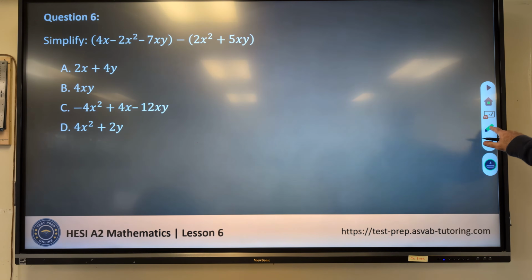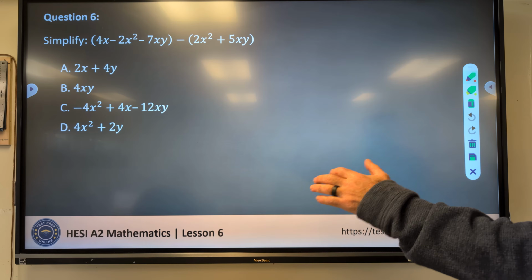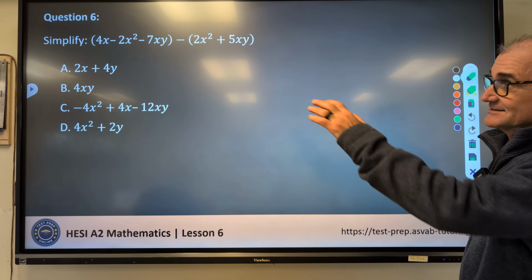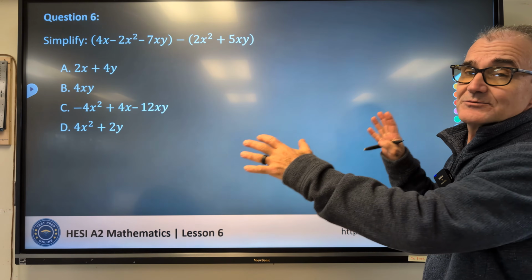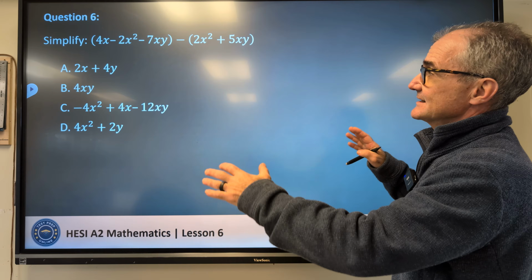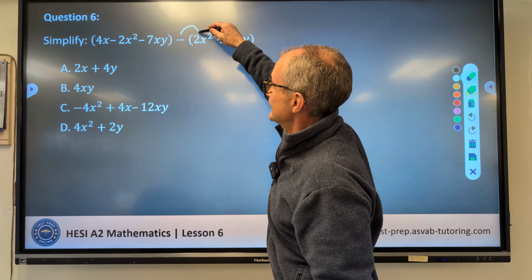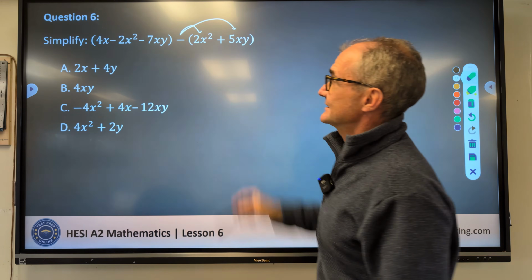All right, this is not an equation. There's no equal sign. This is only an expression. This problem is easier than it looks. It looks pretty intimidating, but there's no multiplication, so I'm just adding and subtracting. The key on this one is that I distribute that negative through that quantity.